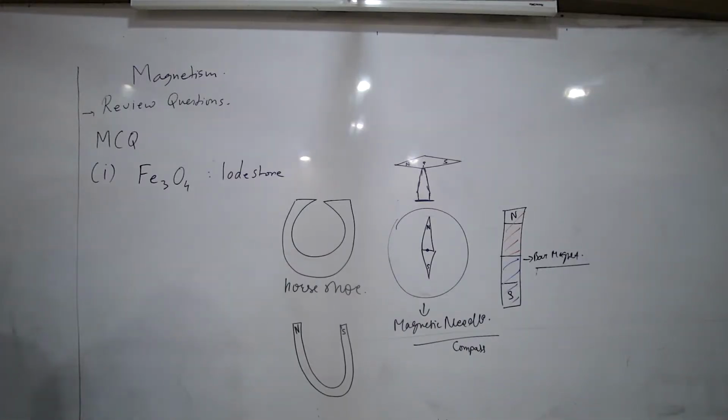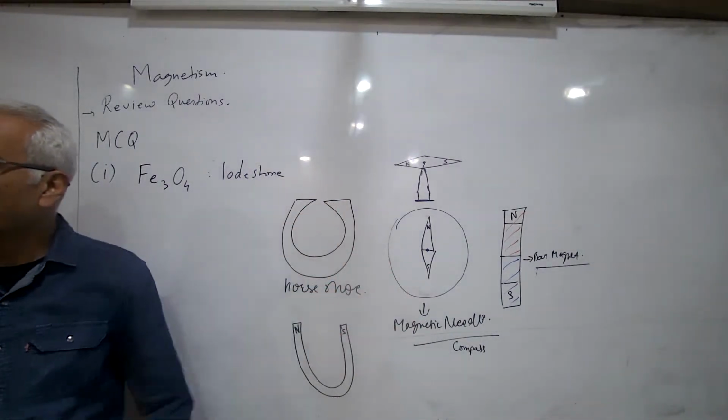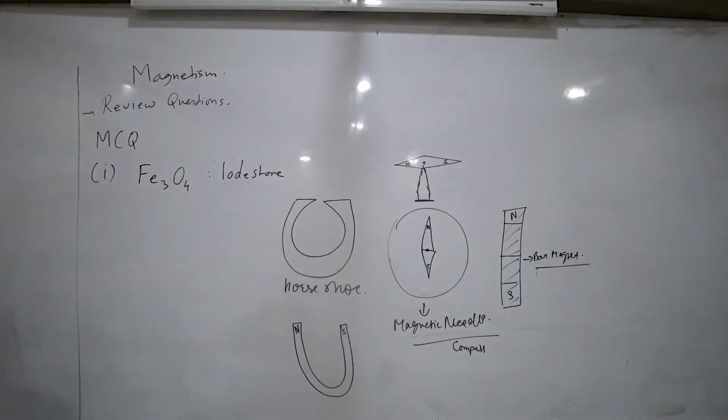Okay, that's one property. When suspended, it points towards geographic north. This is a property of every magnet, and on this principle our magnetic needle and magnetic compass work. Second property: the like poles of two magnets will always repel, but the unlike poles will attract. Third property, it will attract magnetic substances like iron.